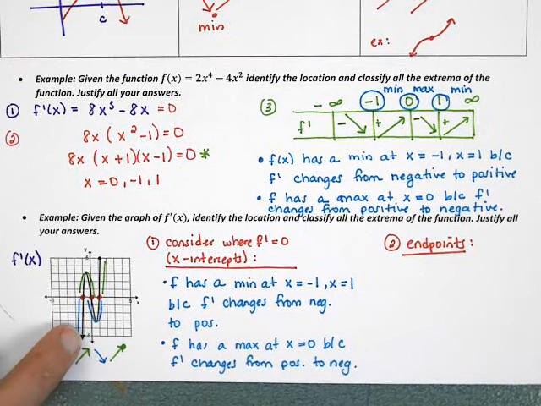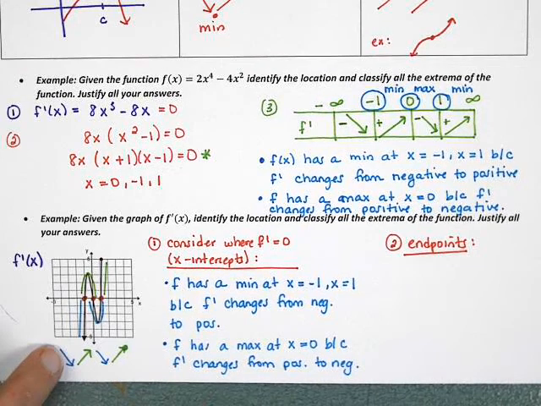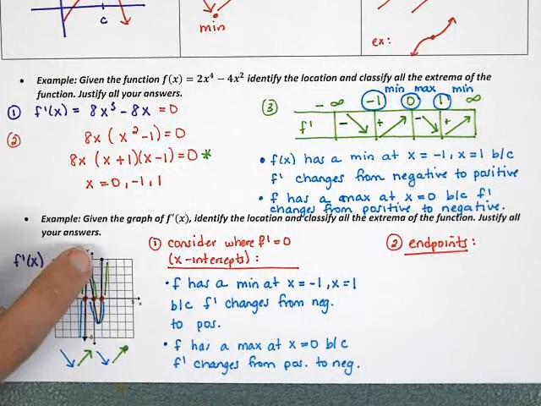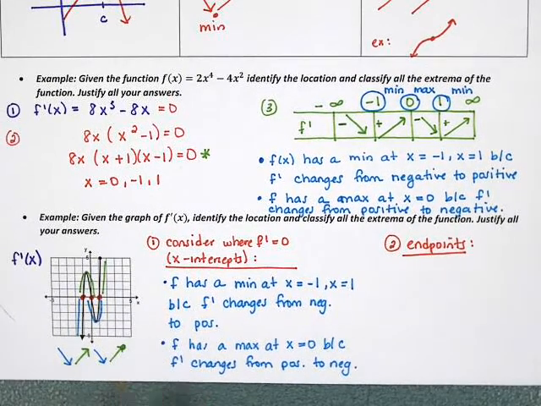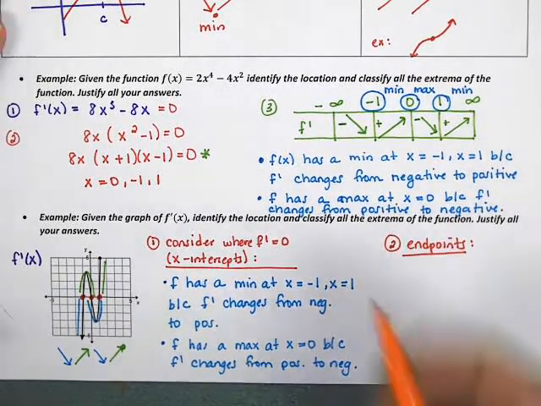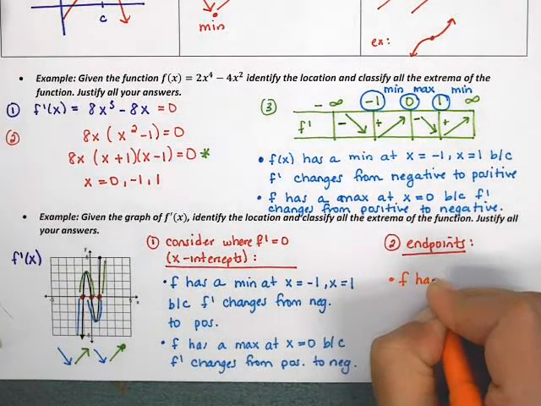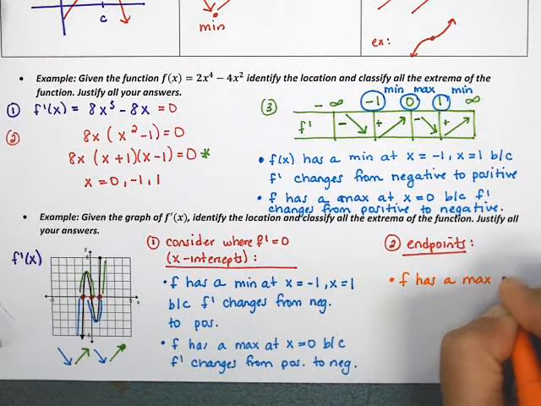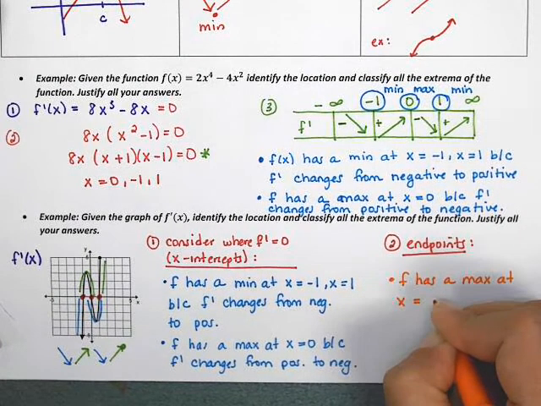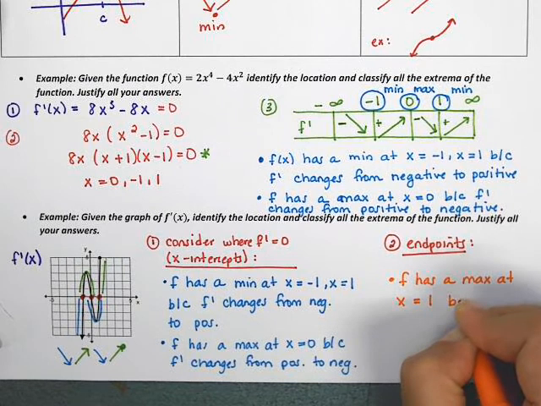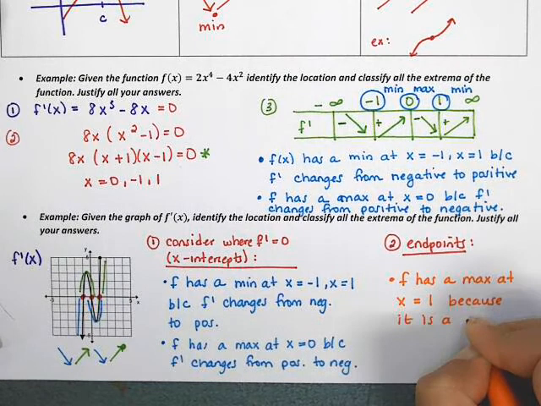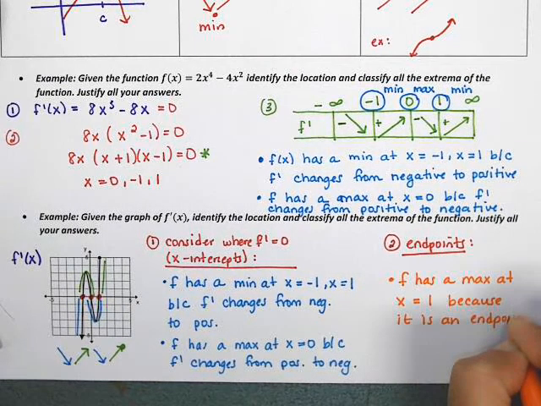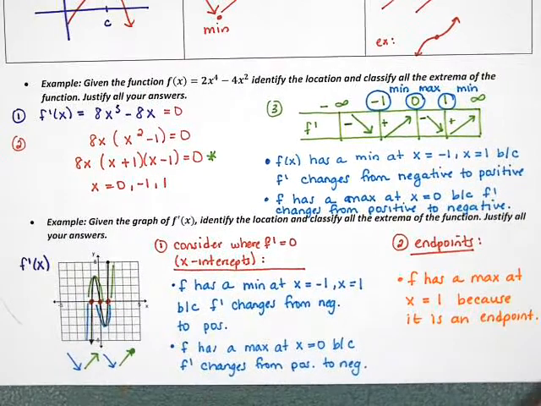Because this first endpoint is an arrow, which means this graph goes on forever in that direction, there is no max or min. But the other one is a dot, it stops. Based on the way this picture looks, it stops at the top of a hill. So that means that I would say that f has a max at x equals 1 because it is an endpoint. When we have an endpoint and it's a max or min, you don't really have to justify your answer. You can just say because it's an endpoint.